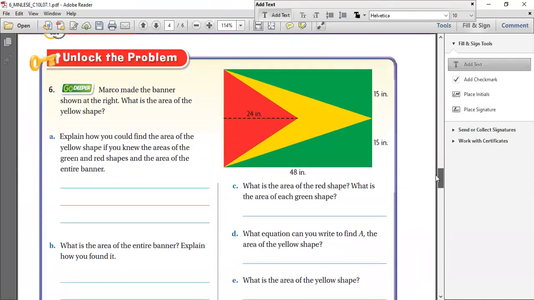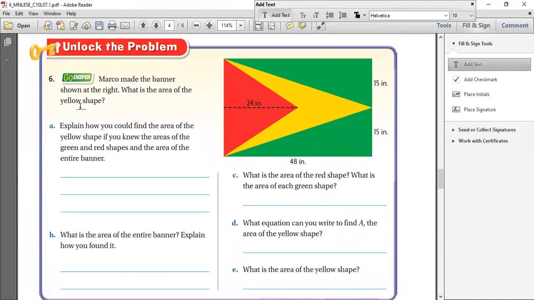Okay, now a little bit moving away. Let's quickly do this problem. Unlock the problem. Marco made the banner shown at the right. So this is the banner he did. What is the area of the yellow shape? Now, see, girls, there are many ways to do these questions, okay, but let me show you the easy way.